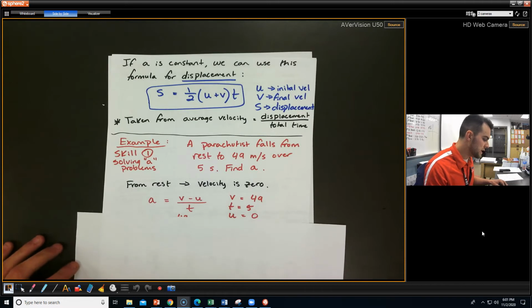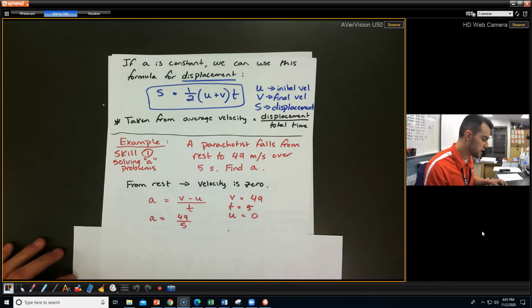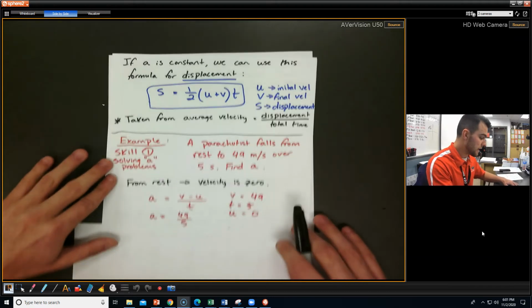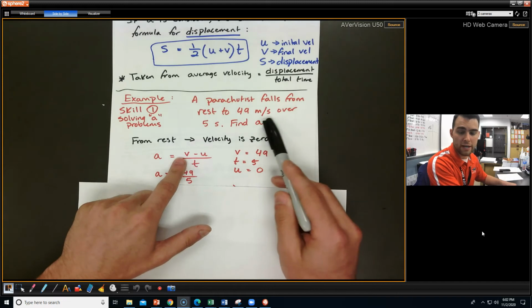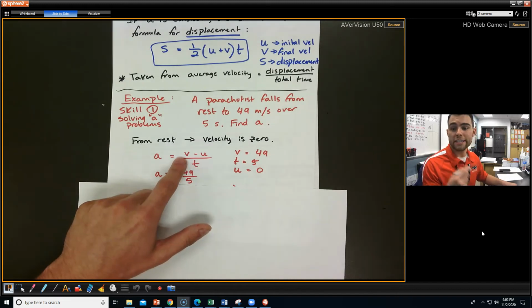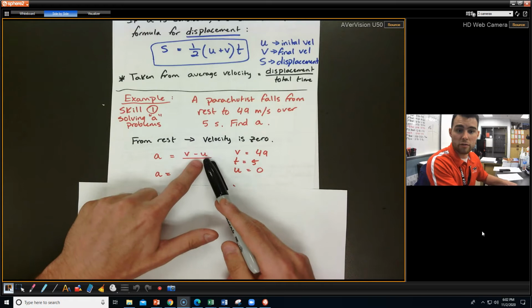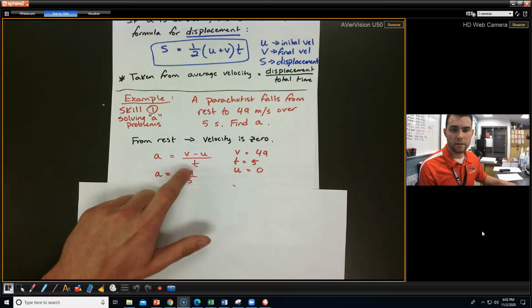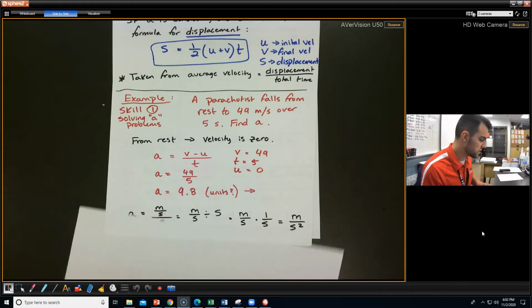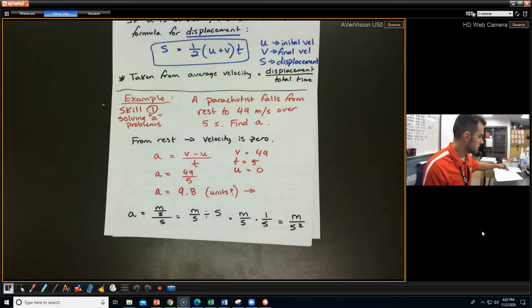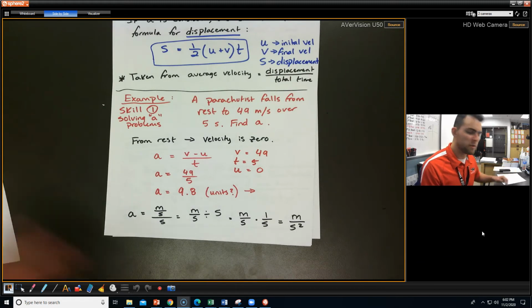And so we can use this acceleration equation, the one that we just got, right? I know that my final velocity is going to be 49 meters per second. And from rest, the initial velocity would be 0. So from rest to 49, and it took 5 seconds. If I plug all that stuff in, I end up getting a very common number that we will run into later on, which is 9.8. 9.8 what? Yeah, we should probably talk about that, huh?